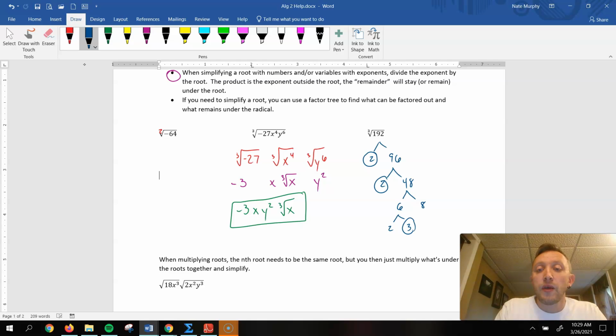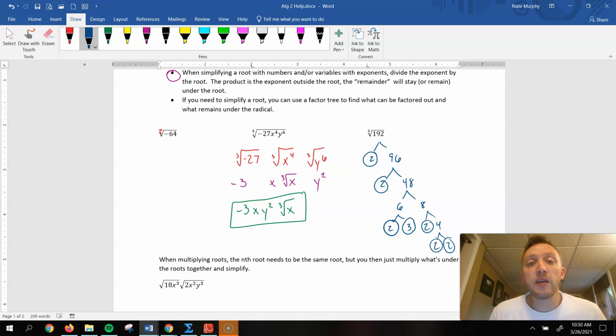There we go. And 2 and 3 are both prime. Okay, so I'm going to stop with those. But with the 8, that breaks down to be 2 times 4. 2 is prime. 4 breaks down to be 2 times 2. So that would be the prime factorization, is what we would call that.